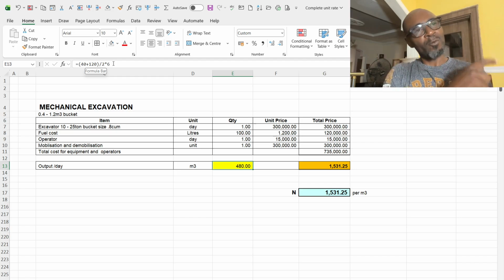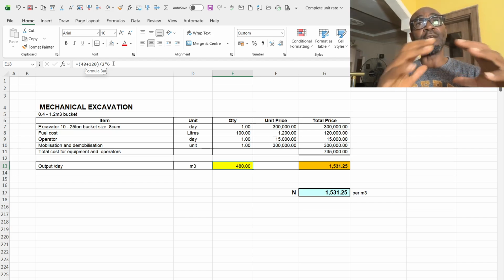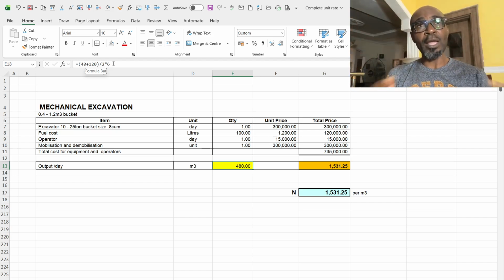So for that, I consider the total idle time to be 1 hour. So 1 hour idle plus the 1 hour break will be 2 hours, taken off from the 8 hours, which is the normal daily working hour. So I now multiply it and I have 480 cubic meters, which is the average output of the excavator that is between 10 to 25 ton.